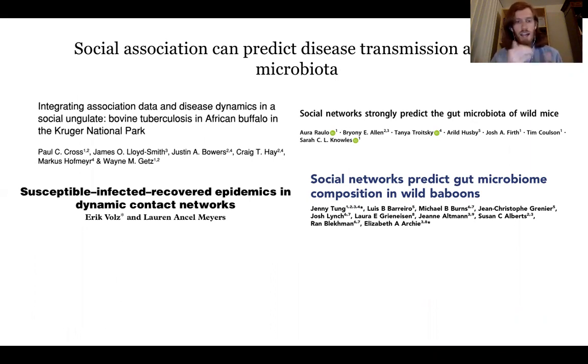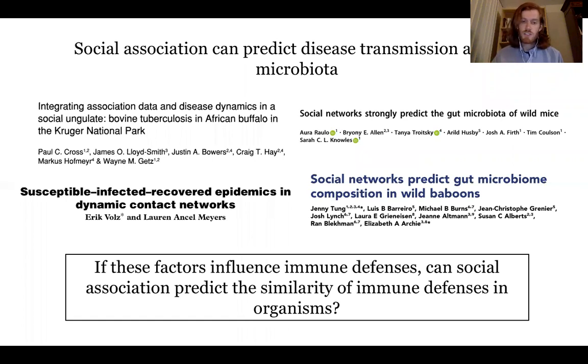So, we know that connections between individuals and the overall structure of the network is important for how diseases might spread through the network, but it's also important for benign microbes that compose our gut microbiota, such that associations between individuals can be predictive of what their gut microbiota look like, and that individuals who are associated tend to have more similar microbes. And this has been shown in a variety of different systems, but given that both dangerous microbes that the immune system is guarding against and benign microbes that are actually important for immune system development are affected by networks, it seems reasonable to ask whether we can take one step further and investigate whether social association can predict the similarity of immune defenses in organisms.